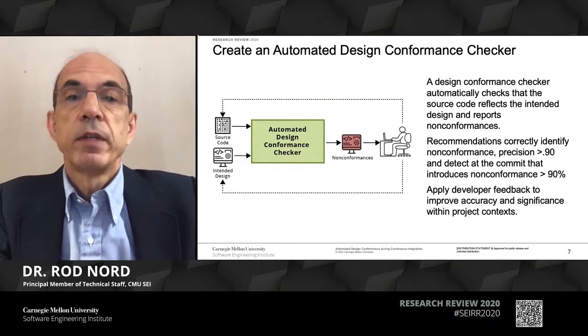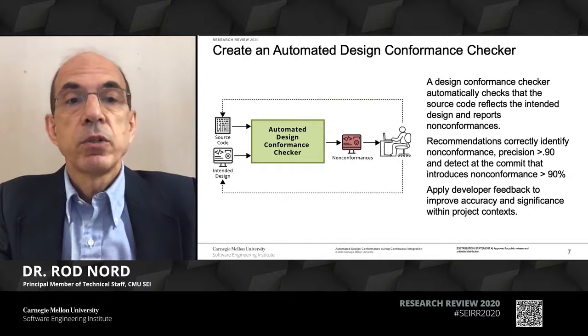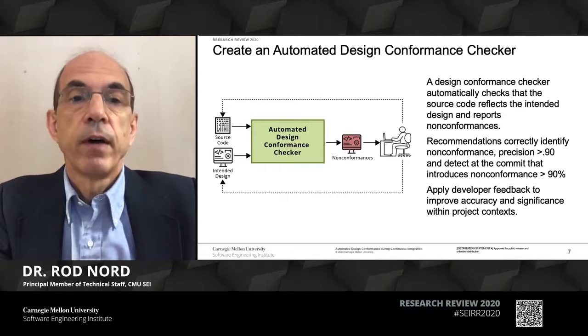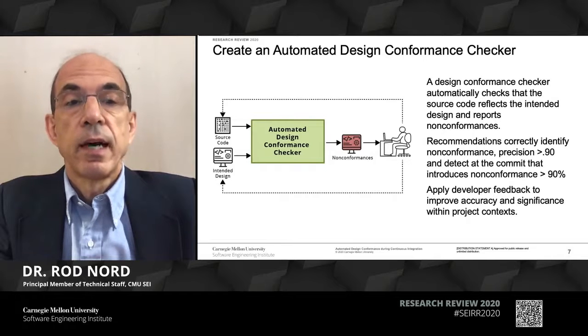Here we see an overview diagram of the checker. Our project is building the green box. We're in the first year of a 3-year effort. We'll drill down in the next few slides to highlight what we aim to accomplish and what we've learned so far. The inputs are our source code and the system's intended design, and the prototype will automatically check that the implementation reflects the design. To achieve that objective, reported non-conformances have to be accurate and timely. Recommendations correctly identify the non-conformance and detect violations at the commit that introduces the issue.